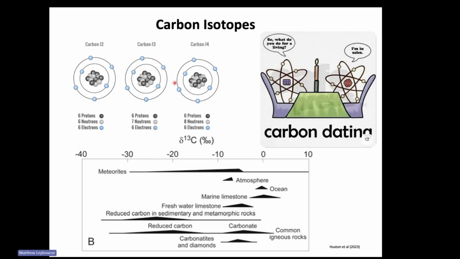So there's three main isotopes of carbon. There's carbon 12 and 13, which are both stable isotopes. And then there's carbon 14. So they all have 6 protons. They have 6, 7, and 8 neutrons respectively.